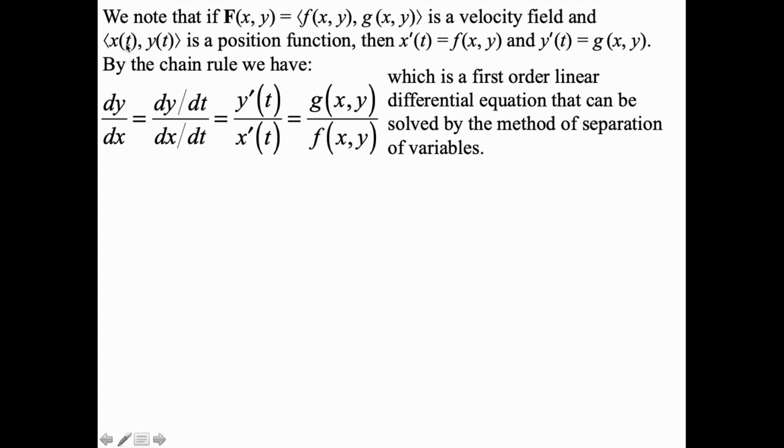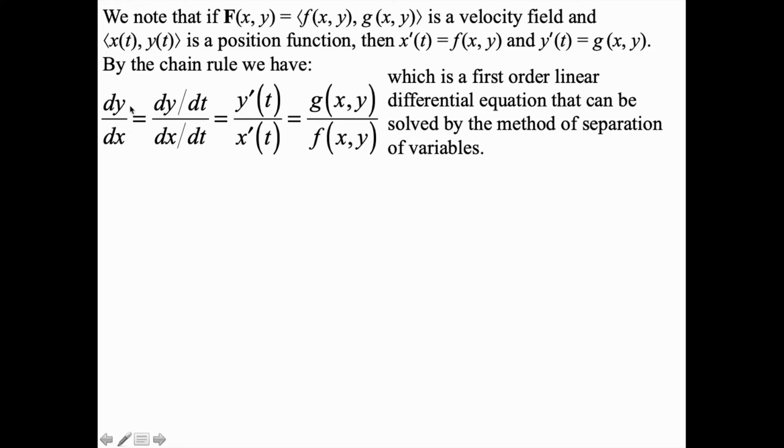And let's now refer to the vector (x,y) expressed in terms of a parameter t. Let's think of that as a position function in vector form. Then we see a direct correlation. We know that x prime of t would equal the x component of velocity, if you will, and y prime of t would be that y component of the velocity field.